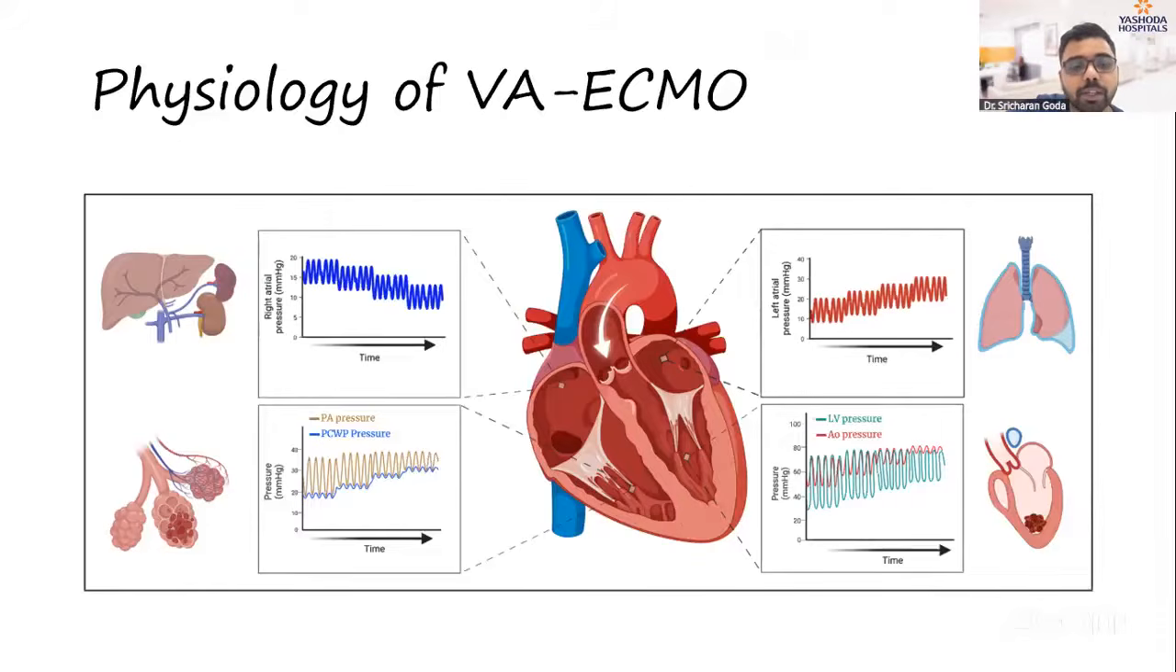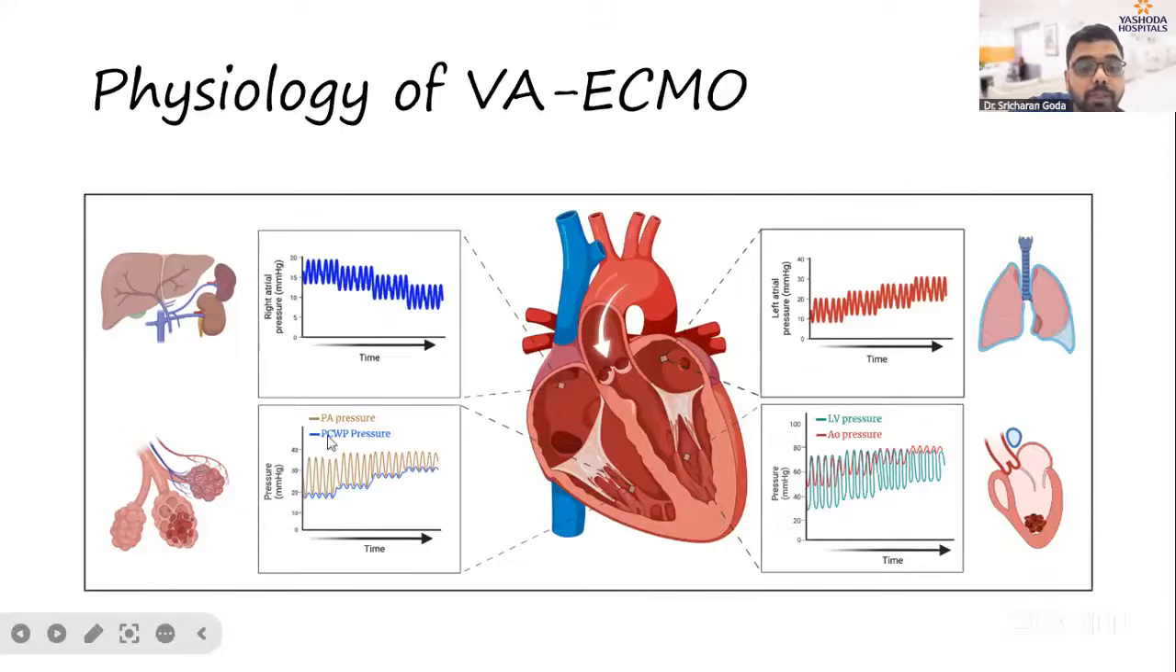So what are the various changes that happen physiologically when the patient is on veno-arterial ECMO? As time goes on, the right atrial pressures slowly come down, because we are essentially bypassing the entire pulmonary circuit. We are draining the blood from the right atrium and giving it into the aorta.